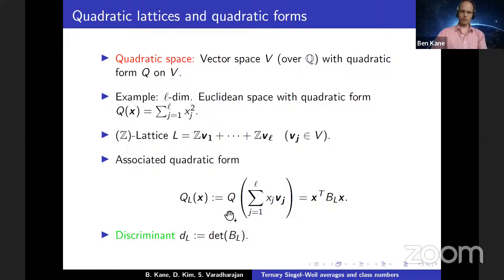So if you look at different authors working on quadratic forms, some of them will have a factor of 2 here and others will not. So there's a little bit of variation. If you're comparing, you always have to be a little bit careful.